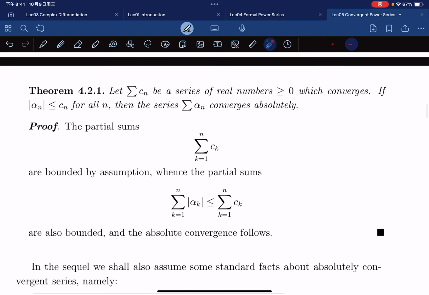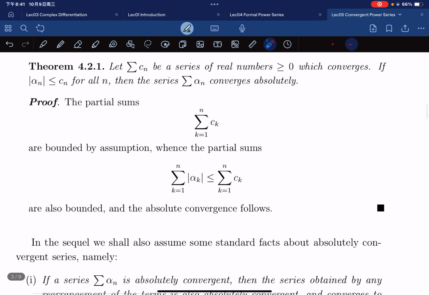Now some theorem. If a series of non-negative real numbers c_n converges, and for each complex number alpha_n its norm is less than or equal to c_n for all n, then the series converges absolutely. Well, this is just by basic comparison. The partial sums are bounded by assumption, hence the partial sums of the norms are bounded, so this converges because the sum of the norms is a monotone sequence.